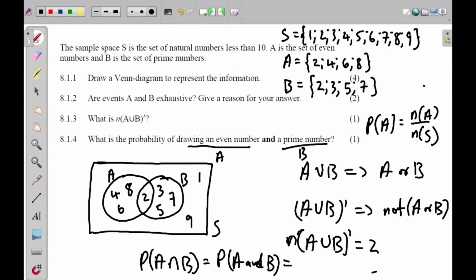Now, how many elements are in the intersection? There's only 1 element. It is the number 2. But overall, how many elements are there? We know the sample space has 9 elements. So that probability will be 1/9.